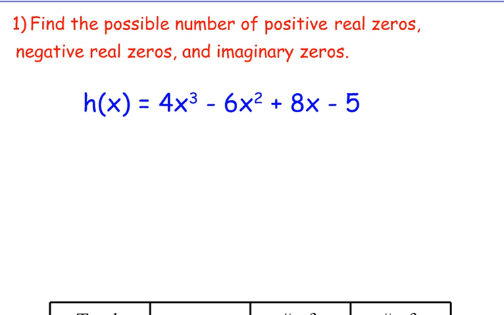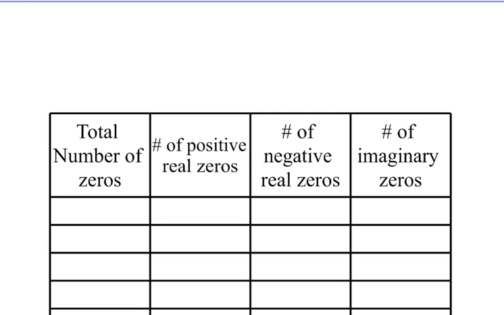Here we find the possible number of positive zeros, negative zeros, and imaginary zeros. We haven't talked about imaginary yet, so we'll get to that. But for the positive ones, I look at what I'm given, and I check for sign changes. I go from a positive to a negative, there's 1. Negative to a positive, there's 2. Positive to a negative, there's 3. It changed every time. So right now I know that my positive zeros are either going to be 3 or 1, because I have to go down by 2.